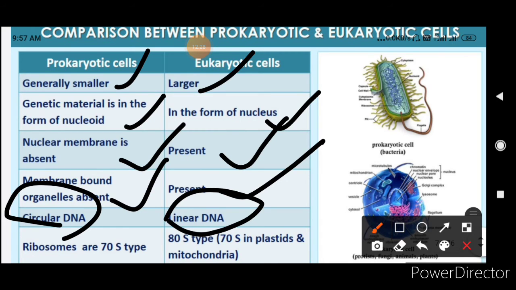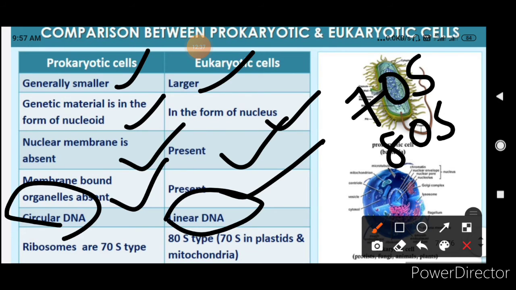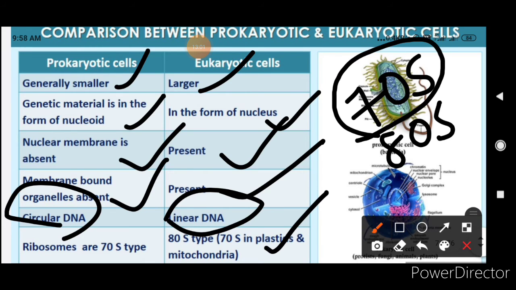And ribosomes in the prokaryotic cell are of 70S type, and in eukaryotes it's 80S type, but eukaryotic cells do have 70S ribosomes in the plastids and the mitochondria. You have to remember this. Generally the cell will have 80S type of ribosome inside the nucleus region, but inside the plastid, that is the chloroplast, and the mitochondria, these will have what? Prokaryotic ribosome, that is 70S, and S here is nothing but the sedimentation coefficient.